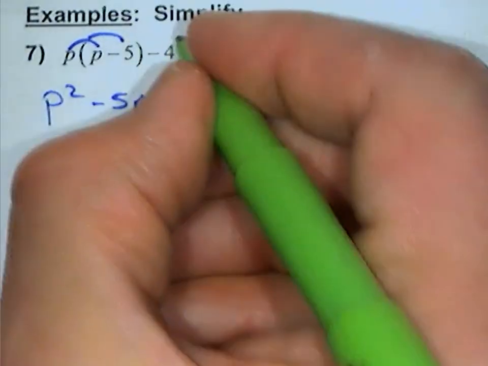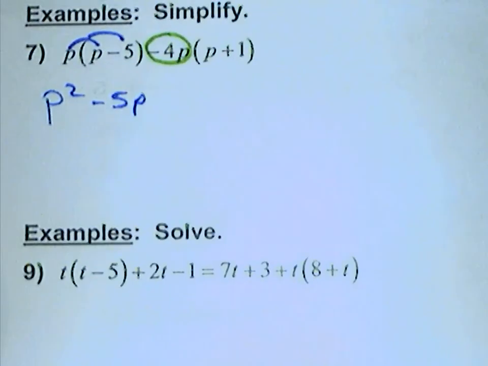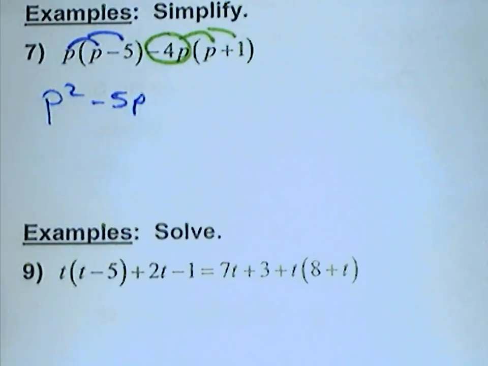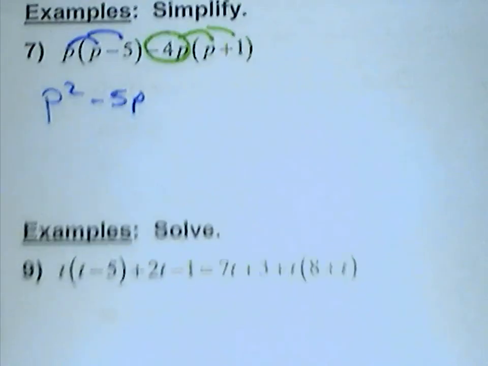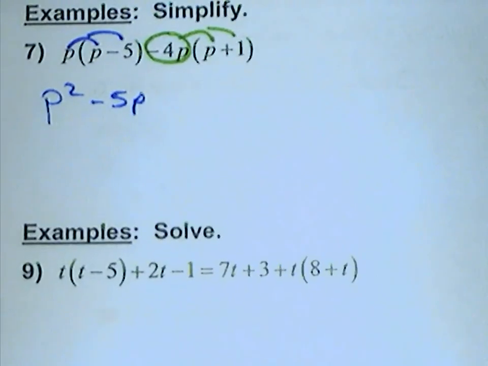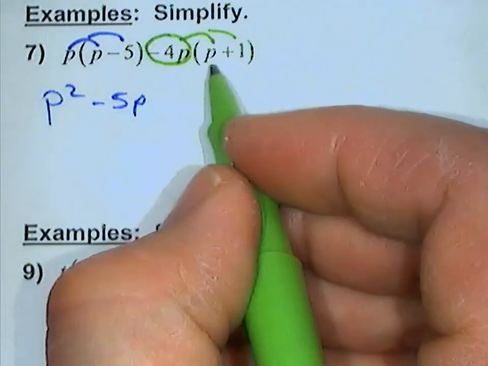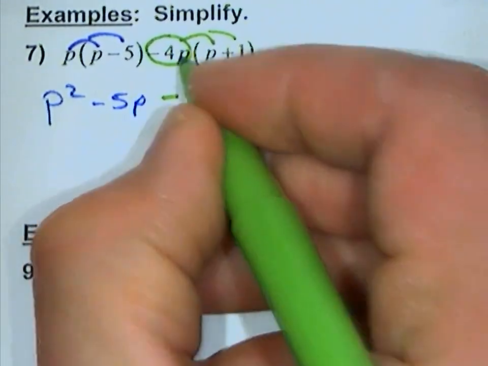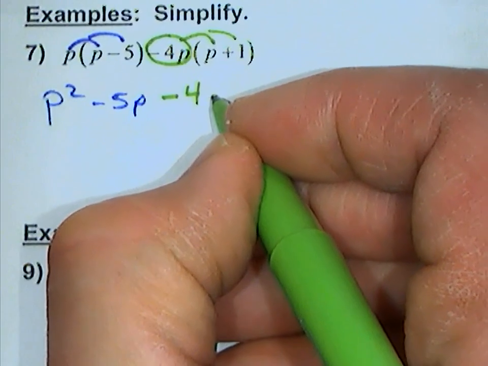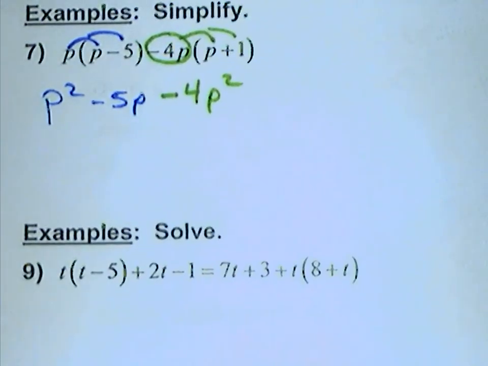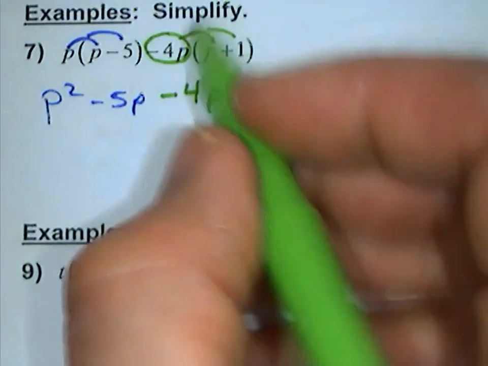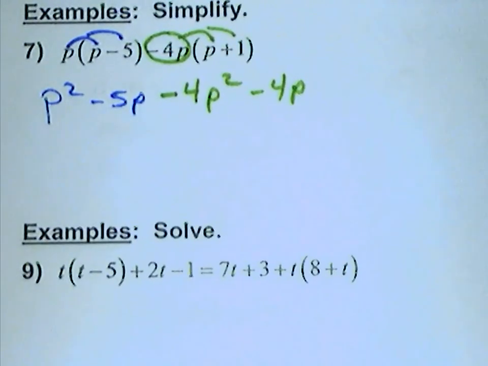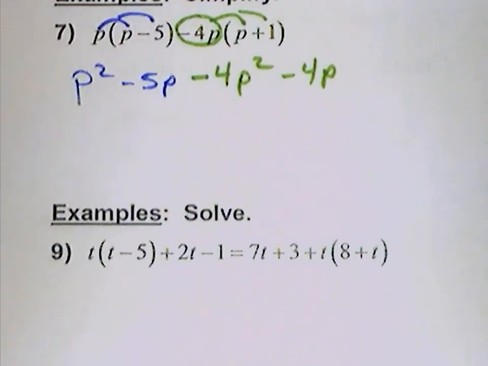Next, I'm going to take the negative 4p. Make sure you take the negative along for the ride times p plus 1. So go ahead and distribute. So I've got negative 4p times p. And Kelly, what's negative 4p times p? So negative 4, what's p times p? There you go. P squared. And then negative 4p times 1 is just negative 4p. 1 times negative 4 is negative 4, and then a p.